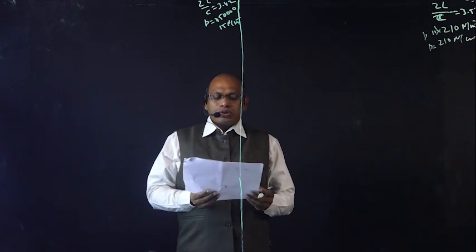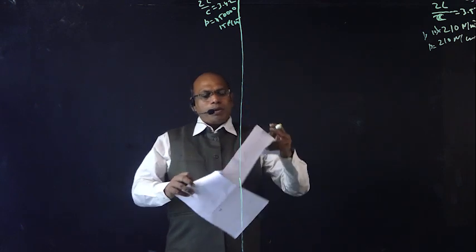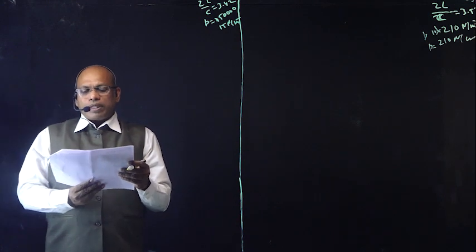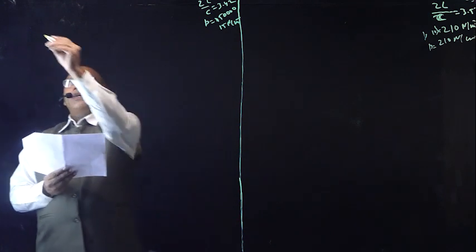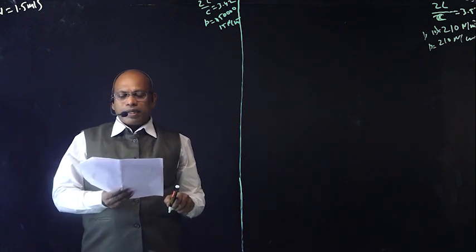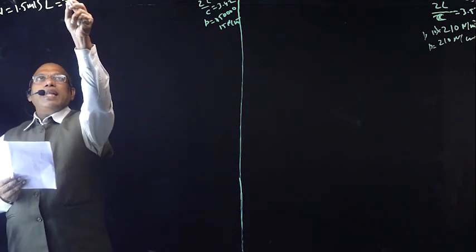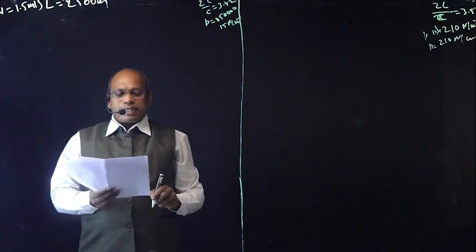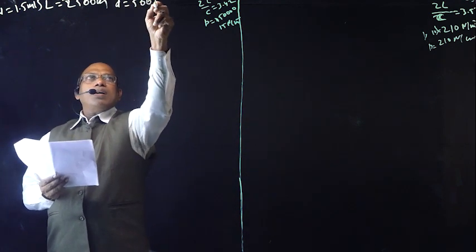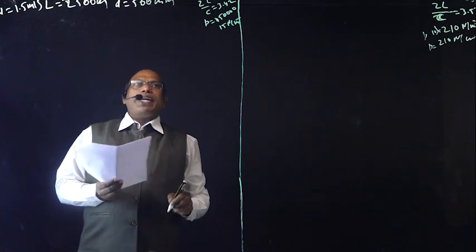Right. Now we are going to solve some problems related to water hammer. Note down the first problem. Water is flowing with a velocity of 1.5 meter per second in a pipe of length 2,500 meters and of diameter 500 mm. At the end of the pipe, a valve is provided.